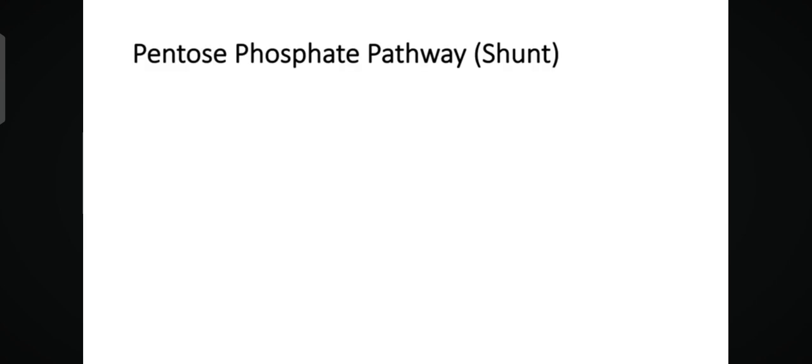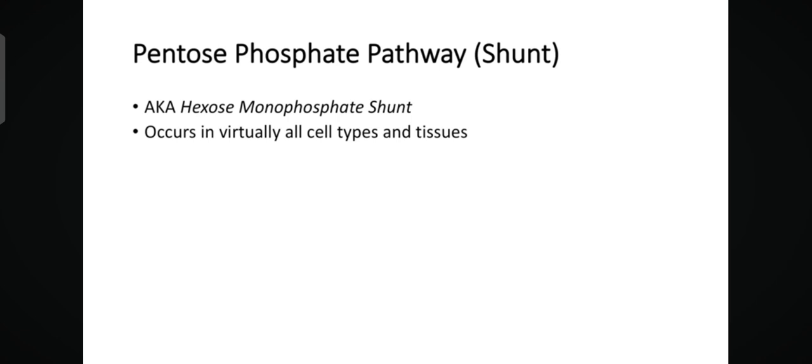So to begin, what is the pentose phosphate pathway? Well, the pathway is also known as the hexose monophosphate shunt. It occurs in virtually all cell types and tissues. One of the main utilizers of the pathway is the liver, which utilizes 30% of its glucose for the pentose phosphate pathway. Other tissues that utilize this pathway quite a bit are the red blood cells to maintain oxidative capacity.